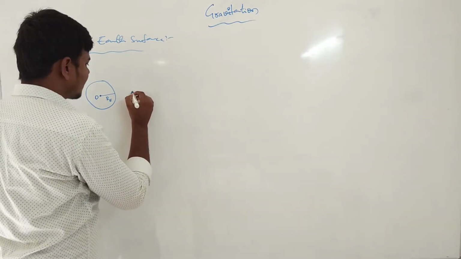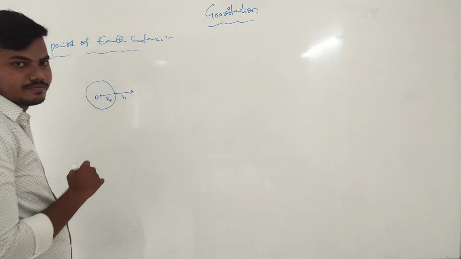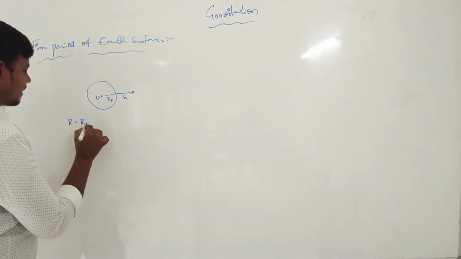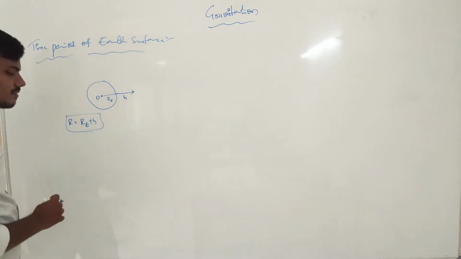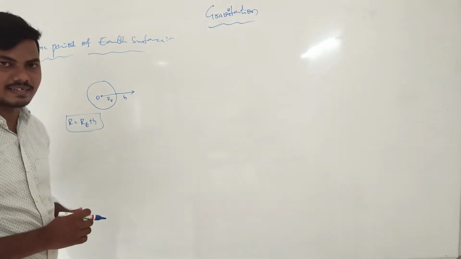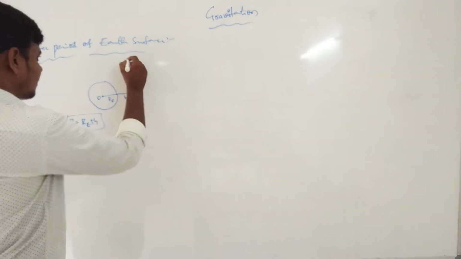Now, this is the height we can take as the measure point. This is the height of the satellite. Clearly, the total radius of the orbit we can take, R, is equal to R E plus H. R E means the Earth's radius, and H is the height of the satellite.